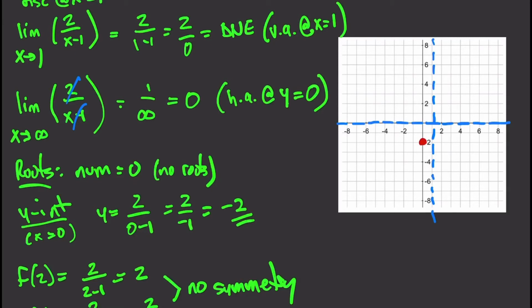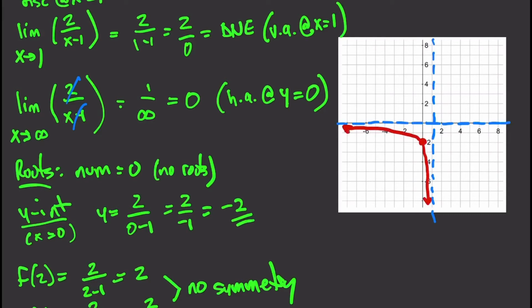On this graph, I have enough information to get the piece that ends up being in the lower left quadrant. I know I have an asymptote here, I have an asymptote here, and it has to go through this point. So I know I have something that kind of looks like this. So I'm going to sketch that in right now. All right, that's going to go that way, and that's going to go that way.